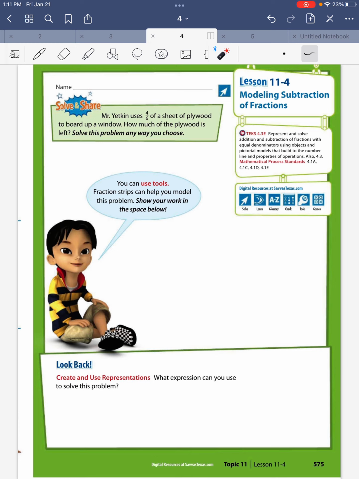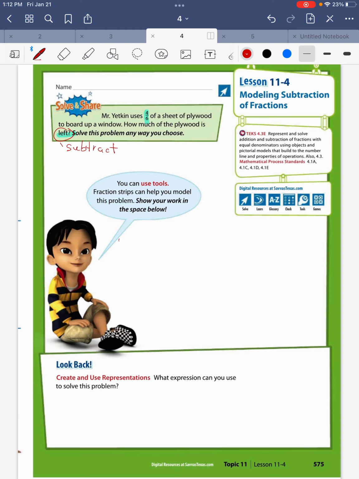So it says Mr. Y uses 4/6 of a sheet of plywood to board up a window. How much plywood is left? Okay, remember when we see the word left, this is a key word that we are going to subtract. So you're probably thinking, okay, well, I only have one fraction. What am I supposed to subtract? Okay, well, he uses a sheet of plywood.